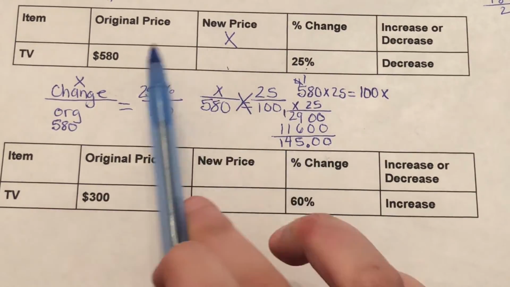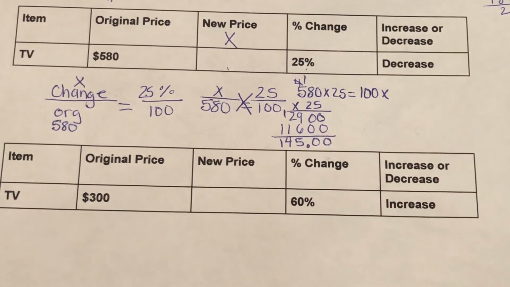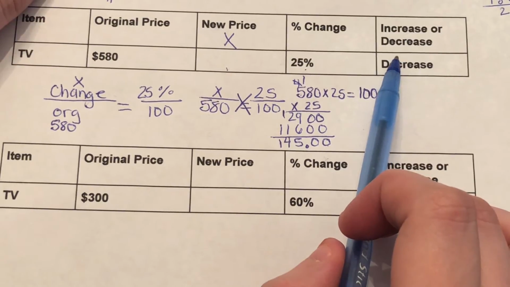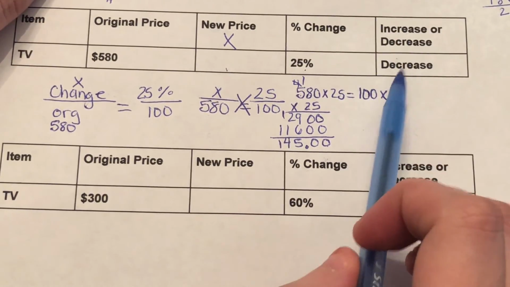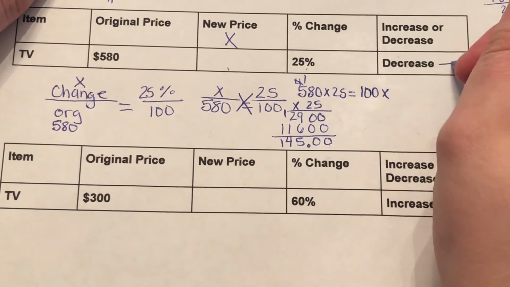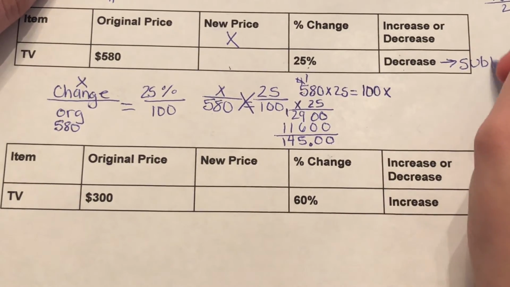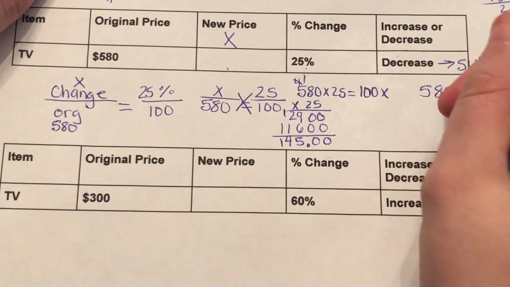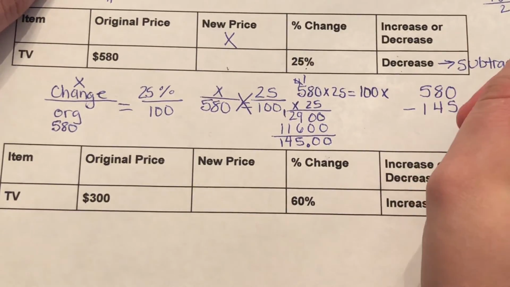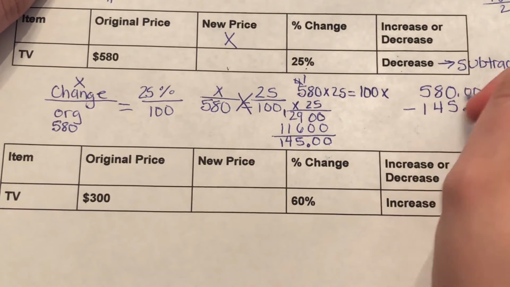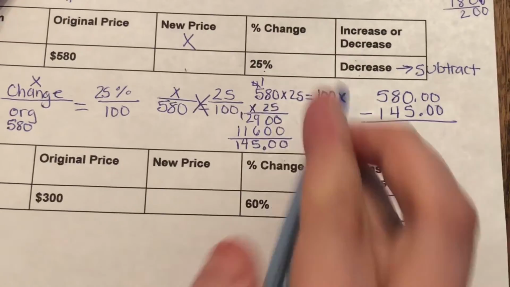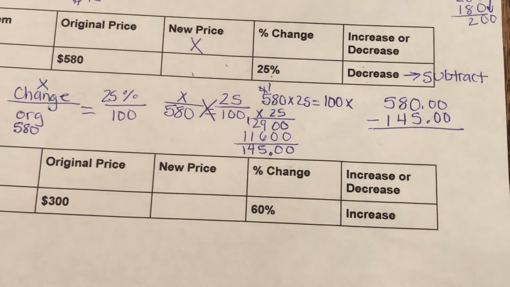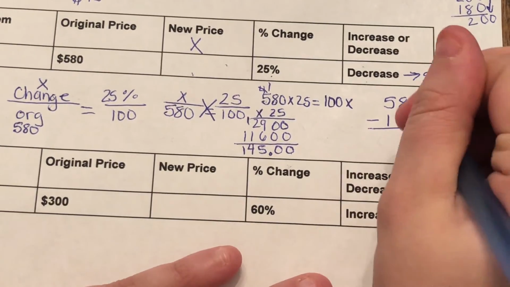Okay, well, the $145 is not the new price. It's the change of what the price is going to be doing. So when you get here, it's either going to be an increase or decrease in price. Well, it's a decrease, so I know decrease means I'm going to subtract. So I'm going to take my $580 and subtract $145. Okay, and that is going to get our new price because the top number is the change by what it's going by.